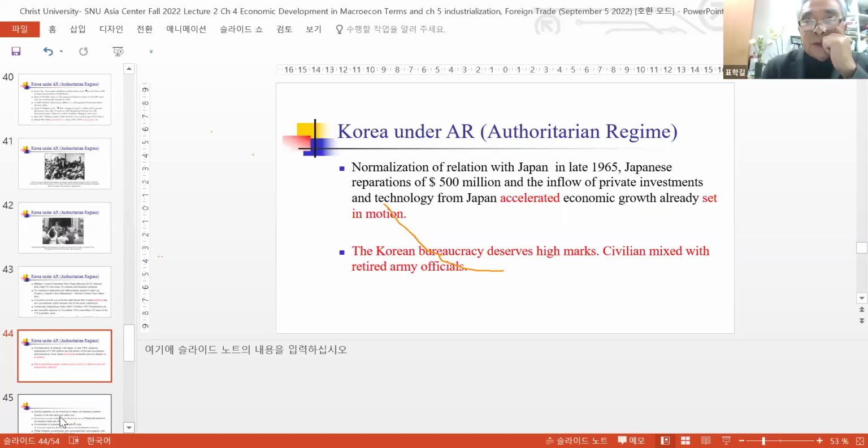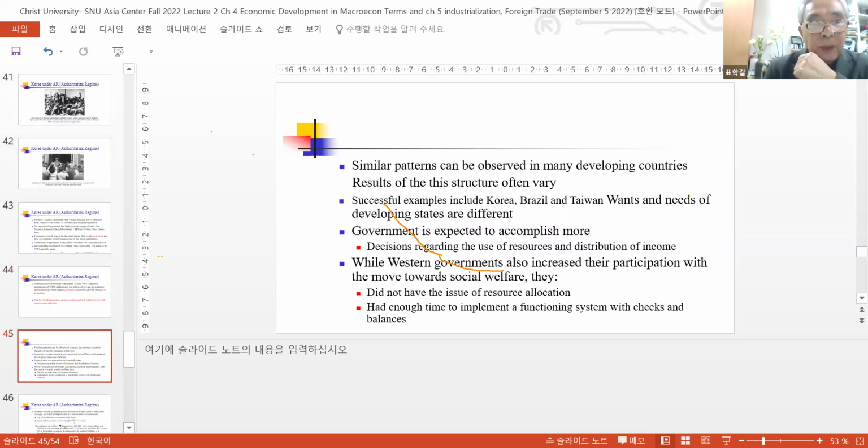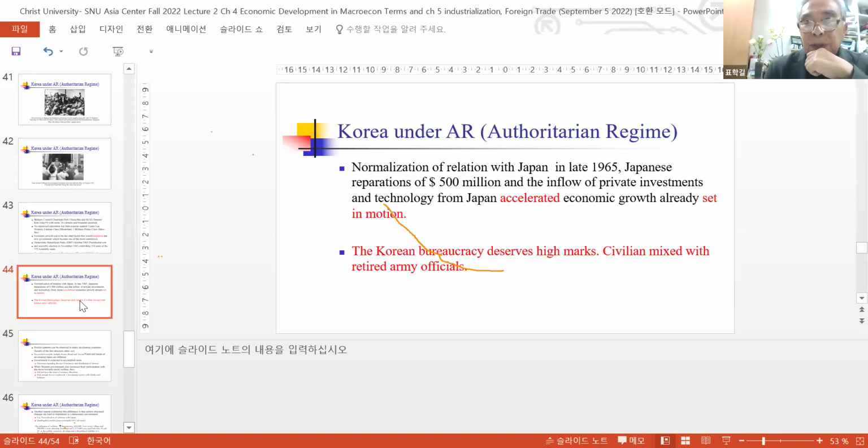So, normalization of relations with Japan in late 1965. Japanese reparations of $500 million and the inflow of private investments and technology from Japan accelerated economic growth already set in motion. So the Korean bureaucracy deserves high marks. Civilians mixed with retired army officials, composing the Korean bureaucracy, tried to protect the country and accelerate the country's economic conditions.